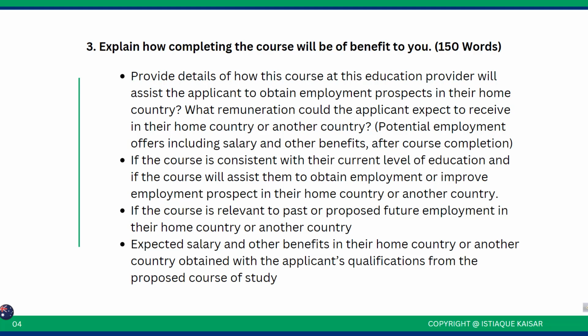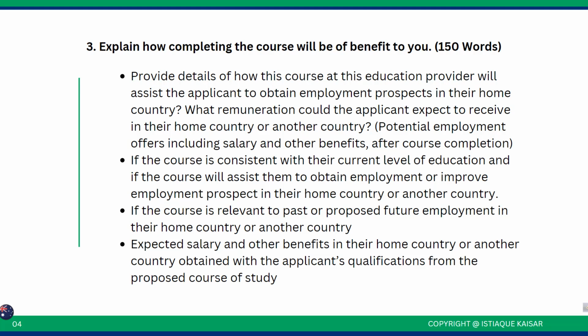If I talk about this paragraph, it covers potential employment offers including salary or other benefits after completion of your course, whether the course is consistent with your current level of education, and whether the course will assist you to obtain employment or improve employment prospects in your home country or any other country. For example, if you are planning to stay with post-study work rights in Australia and you need to get some Australian experience, and then you need to utilize both the Australian degree and experience in your home country, you can mention that, no problem with that.